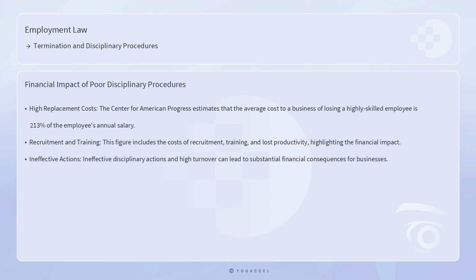Moreover, the cost of poor disciplinary procedures can be substantial. The Center for American Progress estimates that the average cost to a business of losing a highly skilled employee is 213% of the employee's annual salary. This figure includes the costs of recruitment, training, and lost productivity, highlighting the financial impact of ineffective disciplinary actions and high turnover.